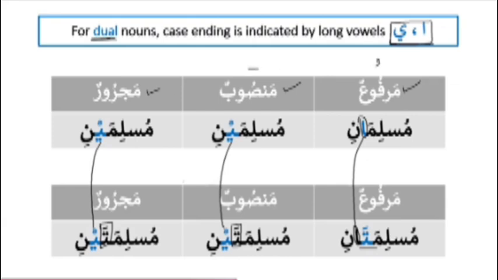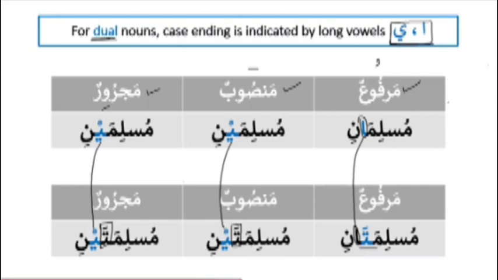And we have seen that the singular noun is marfu with dhamma, mansub with fatha, and majroor with kasra. And for the dual, we have seen that it is marfu with alif, and it is mansub and majroor with ya. And similarly, it is marfu with alif, and here it is mansub and majroor with ya. So it is ani, aini, aini, tani, taini, taini. Is this clear so far?